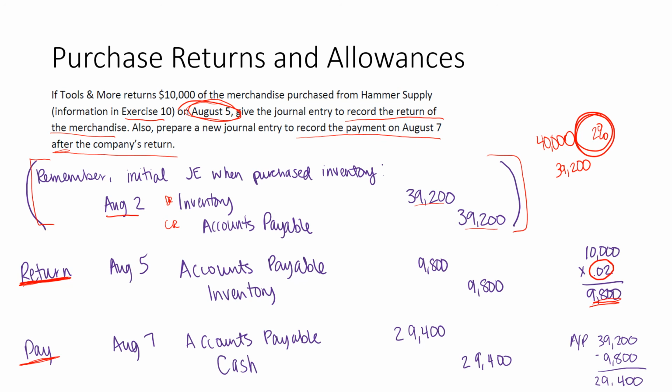So in order to determine how much they ended up actually paying for the merchandise, remember it was initially recorded with the 2% discount, it was $39,200. Then they returned $9,800 worth. So that gives a total left to be paid of $29,400. So that's how this number was calculated.